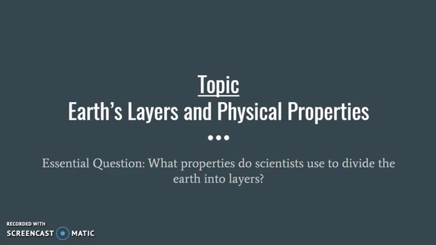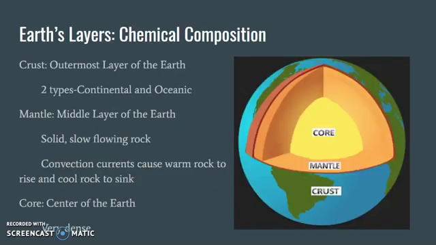So first up, we are going to talk about the chemical compositions of the Earth. So, Earth's layers, chemical composition. We've got three main layers here. Our very outer crust of the Earth. This is the part that you most often think of. We've got two types of that: the continental crust and the oceanic crust. And the difference between these two is that oceanic crust is much denser than continental crust.